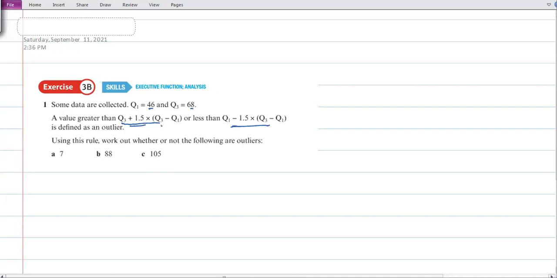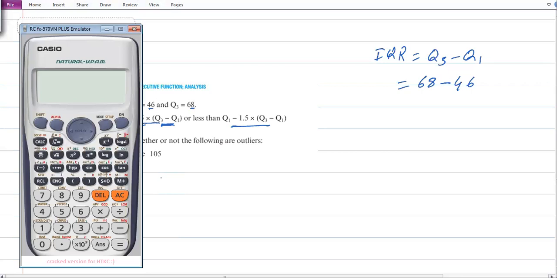Then you will be able to. So what is actually this one? It is our IQR, interquartile range. So first find your interquartile range, which is Q3 minus Q1. Now what is this? Q3 is 68, so write 68 minus Q1, which is 46. So 68 minus 46 is 22.